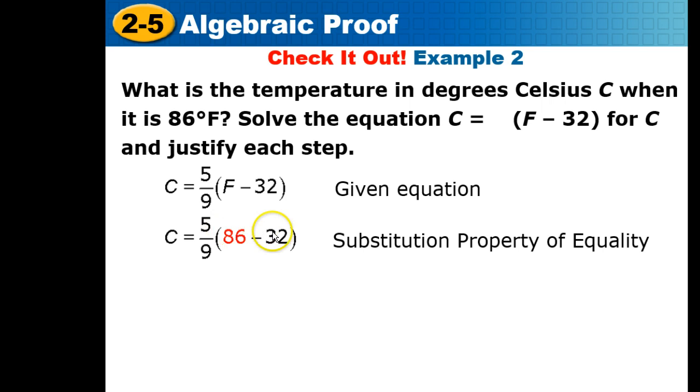Notice the parentheses require us, PEMDAS tells us, to subtract first. Then we're going to multiply by 5/9. 86 minus 32 becomes 54. We've only simplified the parentheses.